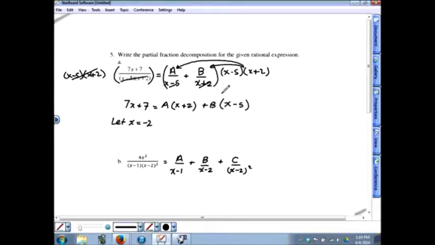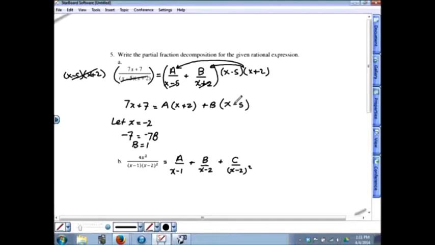Plug in a negative 2 for all the x's. So if you plug in a negative 2 right here for this x, that's negative 14 plus 7, which makes a negative 7. Now the negative 2 in place of this x causes this term to disappear. Negative 2 minus 5 is negative 7. Negative 7 times b is negative 7b. If you divide by negative 7 on both sides, you get a value of b where b equals 1.